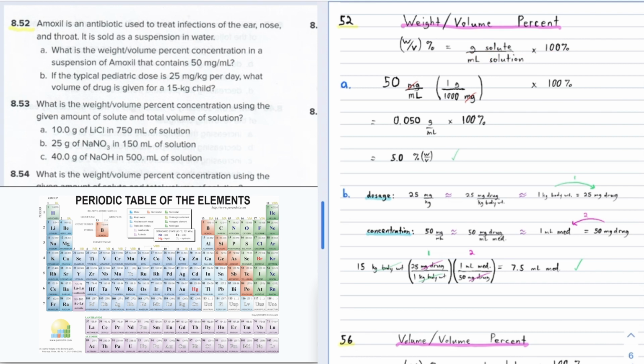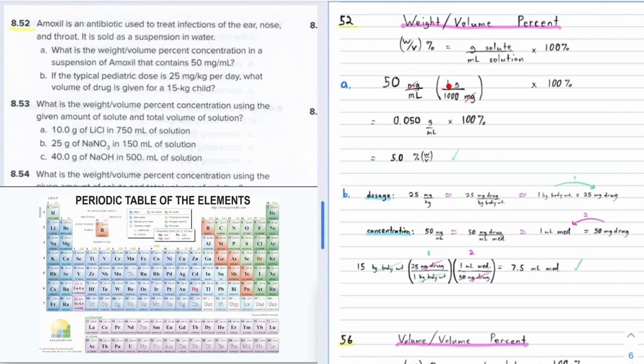Now we're told that this is 50 milligrams per milliliter. We need grams per milliliter. So to get from milligrams per milliliter to grams per milliliter, we got to convert milligrams to grams. So 50 milligrams per milliliter, and to turn milligrams into grams, we need this conversion factor. You see the milligrams canceling, and now we'll have grams per milliliter, and then this is correct, and we multiply it by 100%.